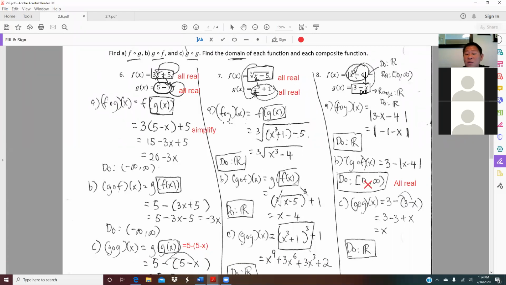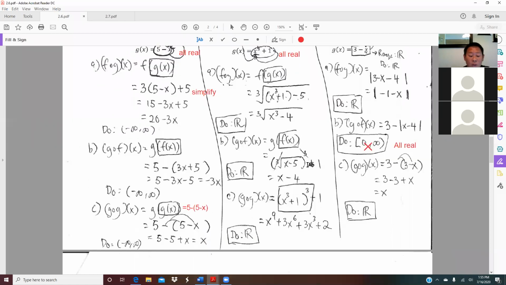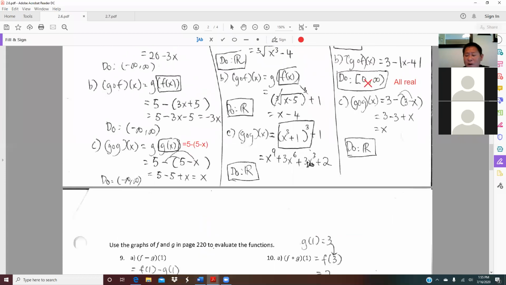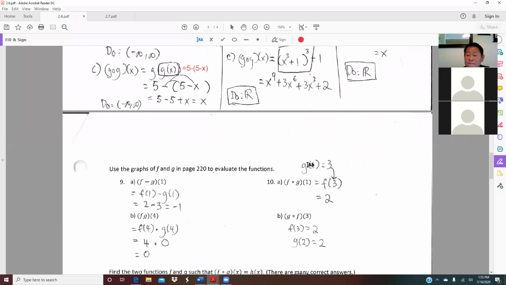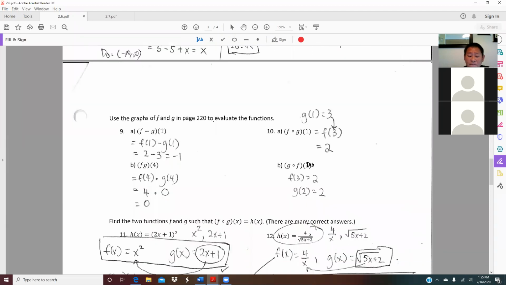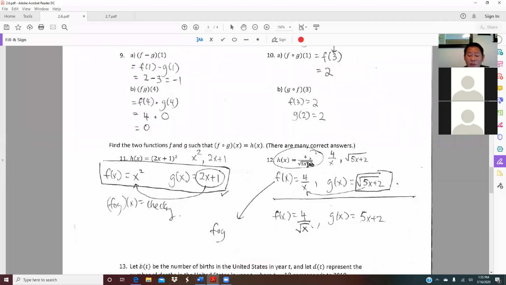G dot g of x means you plug in 3 minus x, and the x will become 3 minus x. And when you do this, your 3 will cancel out, so you get an x, and your domain here is all real numbers too. Is anyone doing okay so far with this composition function? Anyone have any questions with this?